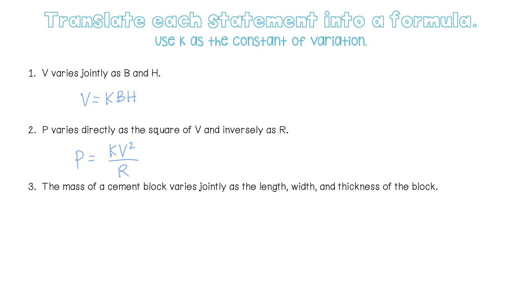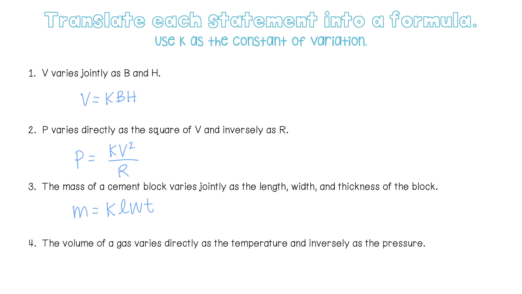The mass of a cement block varies jointly as the length, width, and thickness of the block. Again, what does jointly mean? That means to multiply multiple things. So the mass equals K times L times W times T.